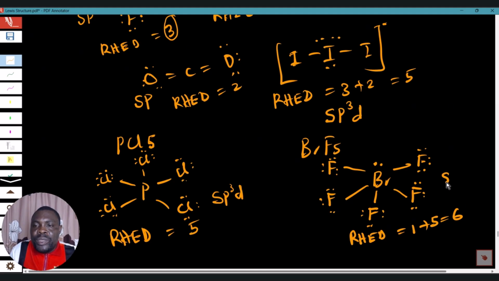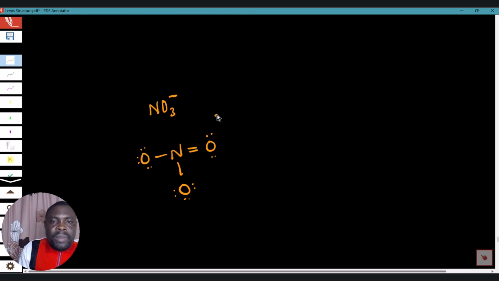So what is the hybridization? Now S orbital can give me 1, P subshell can only give me 3 orbitals. So we have used 4 orbitals out of the 6, remaining 2, in which D can give me 2 orbitals. So the hybridization is sp3d2.